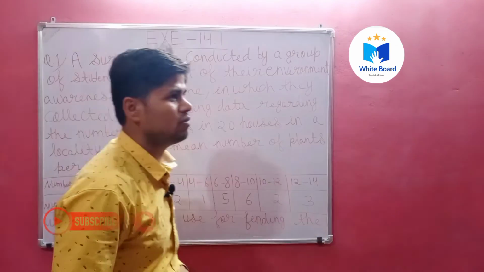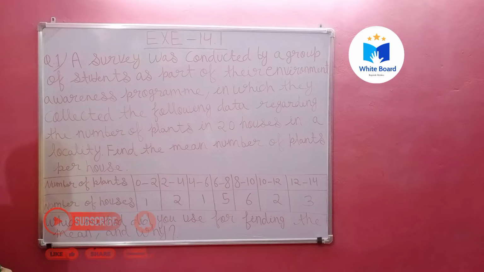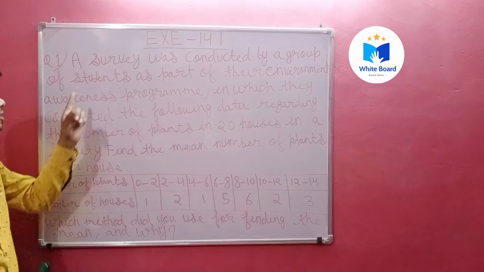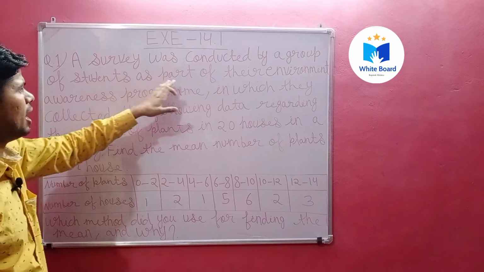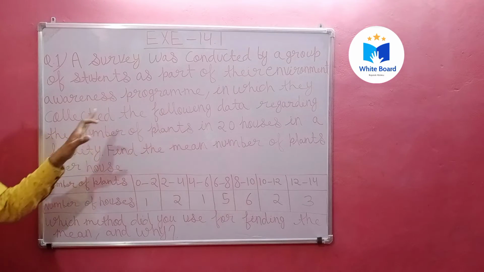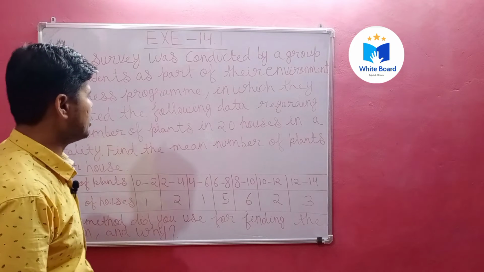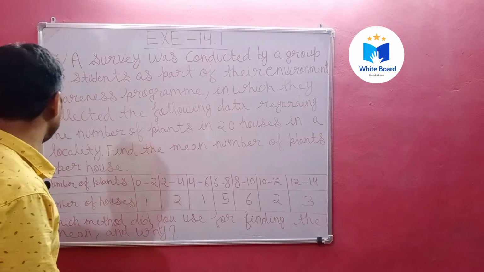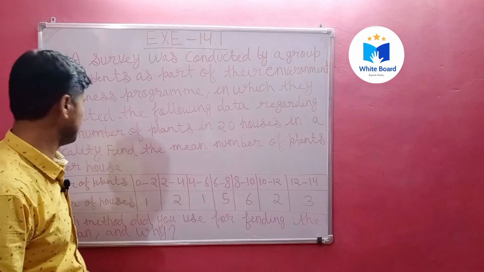आज हम सॉल्व करेंगे एक्सरसाइज 14.1 का फर्स्ट क्वेश्चन। क्वेश्चन कहता है: A survey was conducted by a group of students as part of their environment awareness program, in which they collected the following data regarding the number of plants in 20 houses in a locality. Find the mean number of plants per house.